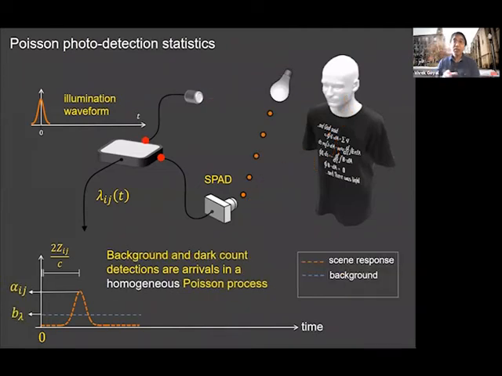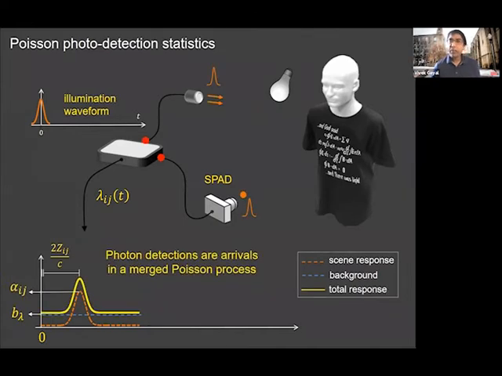All right, the contribution from background light and dark counts is a homogeneous Poisson process. And so what we really observe is the merger of these two Poisson processes, adding together the background and the response from the scene.